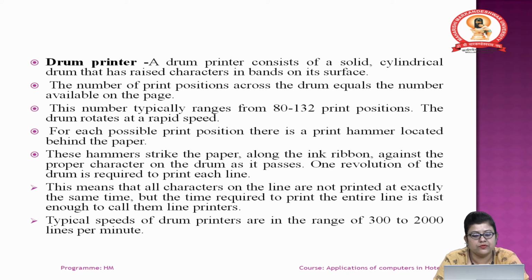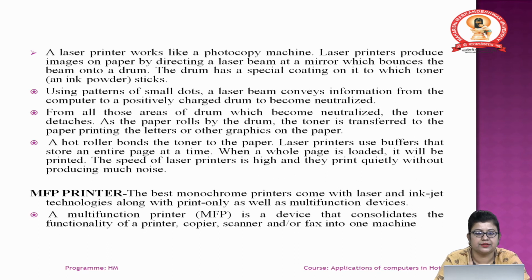One revolution of the drum is required to print each line. This means that all characters on the line are not printed at exactly the same time, but the time required to print the entire line is fast enough to call them line printers. Typical speed of drum printers is in the range of 300 to 2000 lines per minute.